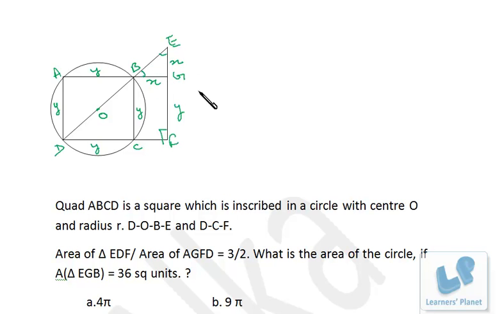Area of VEG is 36. That means half of base into altitude. That means half of x square is 36, so x square is 72. Right? Now we are given this ratio: area of triangle EDF. So this is x, that means this must be x.